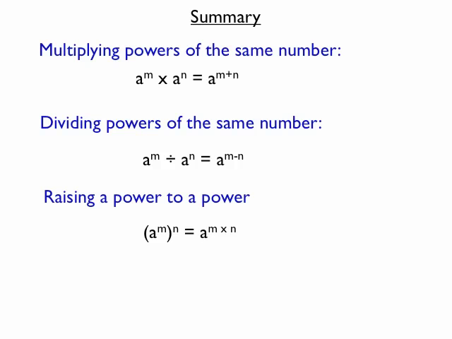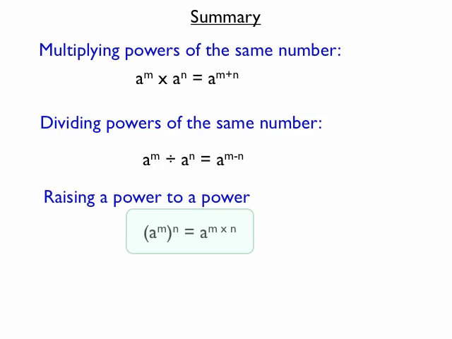Let's summarize the rules. When we multiply powers of the same number, we add the exponents: a to the m times a to the n equals a to the m plus n. When we divide powers of the same number, we subtract the exponents: a to the m divided by a to the n is equal to a to the m minus n.